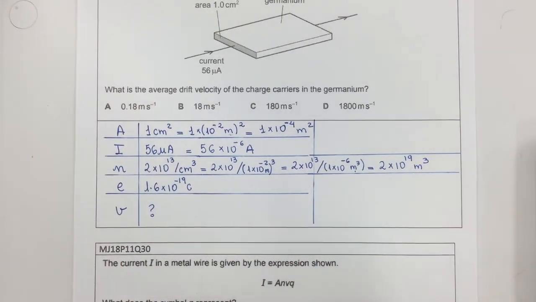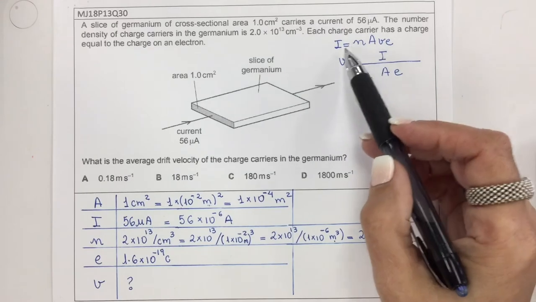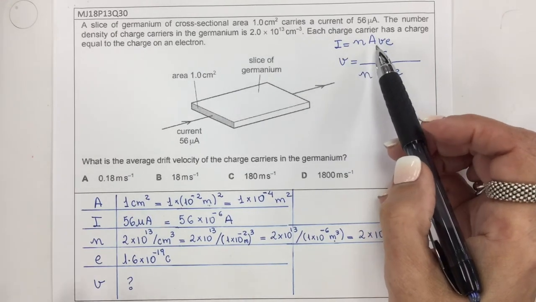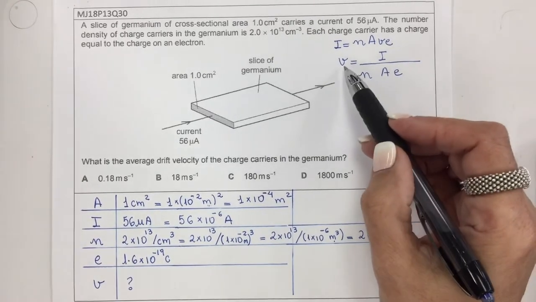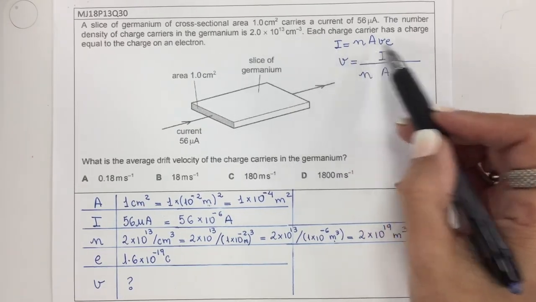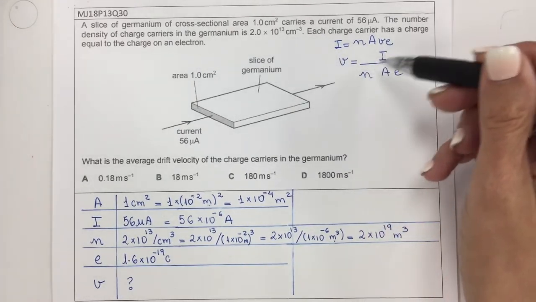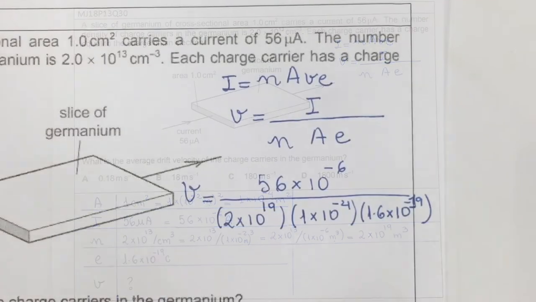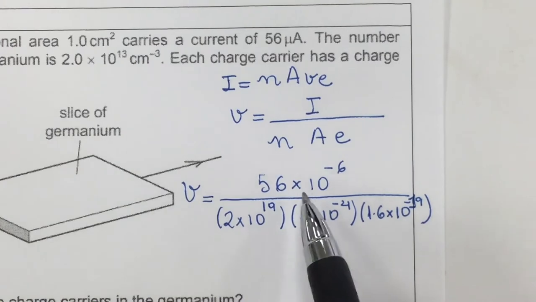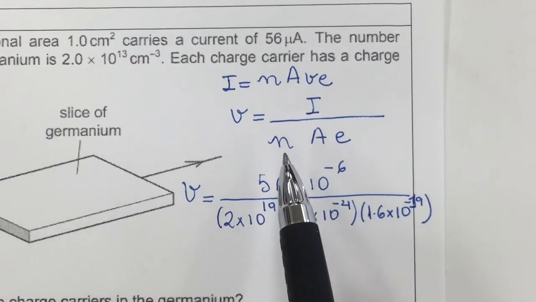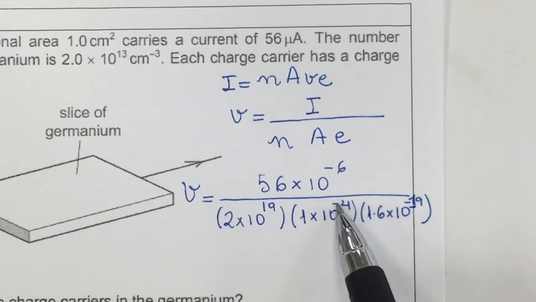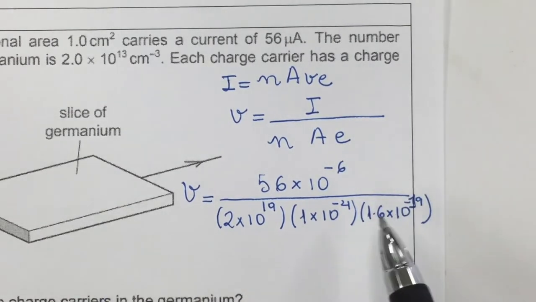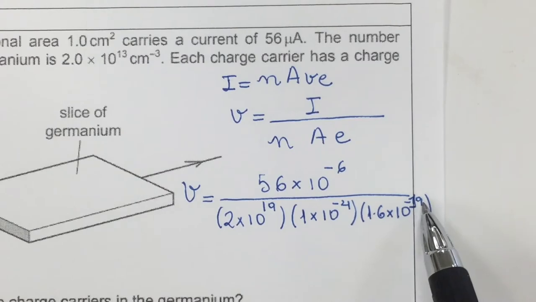Now I can use my formula for drift velocity and calculate the value. I usually write the formula for current in terms of drift velocity, which is NAvQ, as an acronym. So my velocity here is the current over nAe. Now I'm going to substitute everything from my table. My current is 56 times 10 to the negative 6. My n is 2 times 10 to the 19. My A is 1 times 10 to the negative 4. And the charge of an electron is 1.6 times 10 to the negative 19.